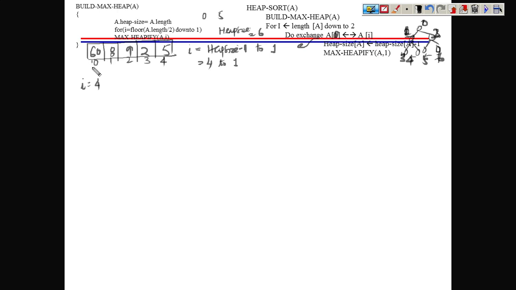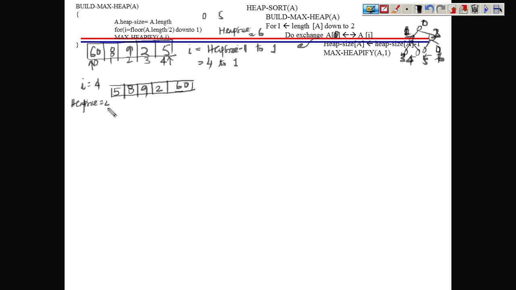So this is your root, this is your last leaf, so you are going to exchange these. So we are going to have a new array. We say 5, 8, 9, 2 and 6. Then the second step is heap size will be heap size minus 1. So our heap size is this 5. So heap size will be now 4.